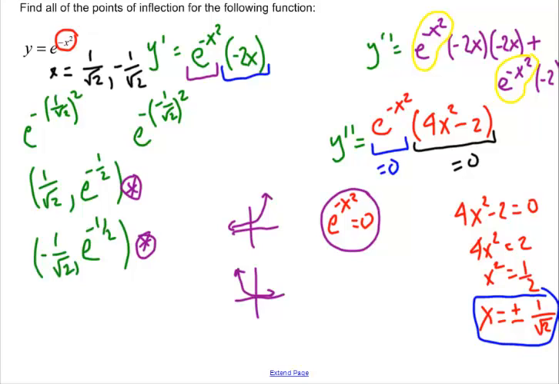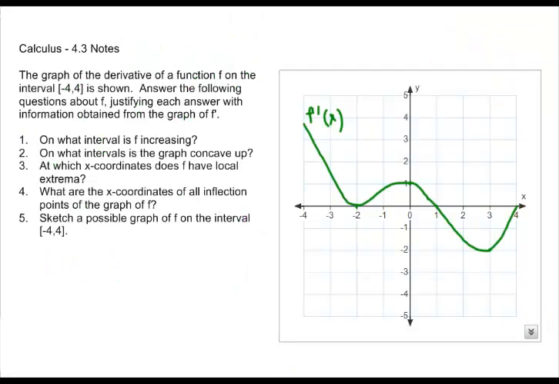Okay, this guy's an interesting problem. We have the graph of the derivative. So we want to know, based on what we see, and this is going from -4 to 4, on what intervals does the function increase? And remember, the function increases where the derivative is positive.